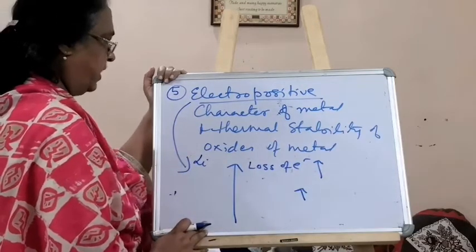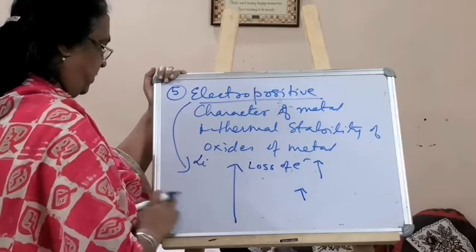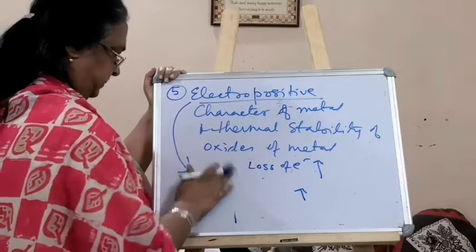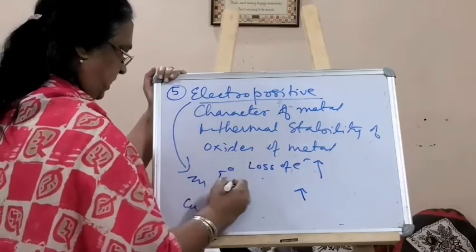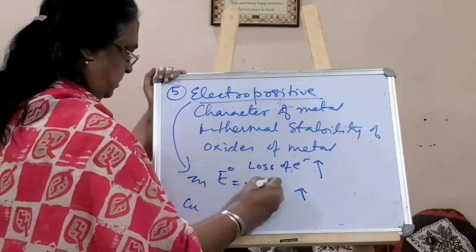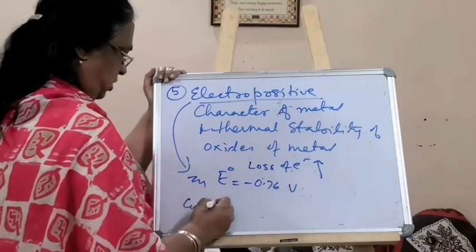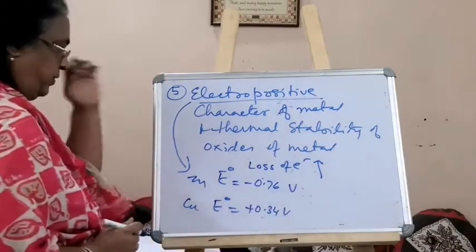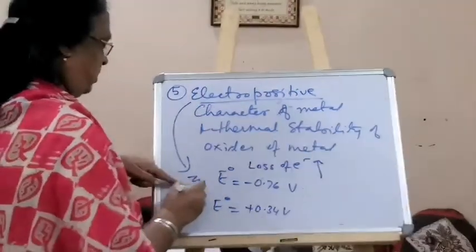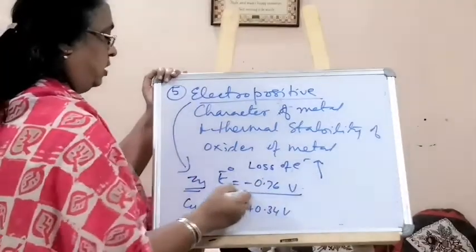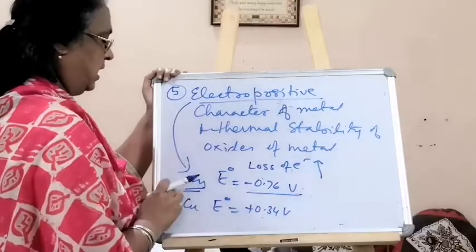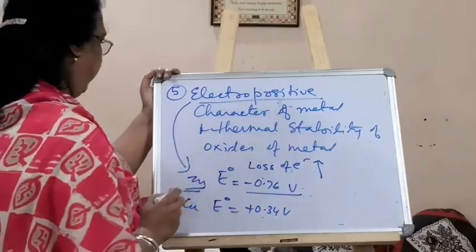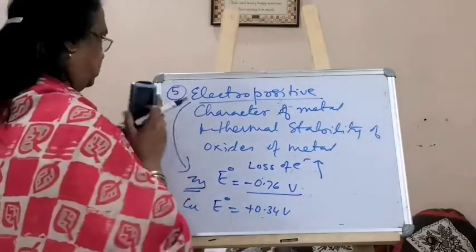If you talk in terms of reduction potential, if you are given the reduction potential of two metals like zinc and copper, examples are quite often asked. E0 of zinc, the reduction potential of zinc, is minus 0.76 volt, and the reduction potential of copper is plus 0.34 volt. So which is more electropositive? Zinc is more electropositive. Why? Because the reduction potential of zinc is less than the reduction potential of copper. Here every answer you will have to give in terms of reduction potential.